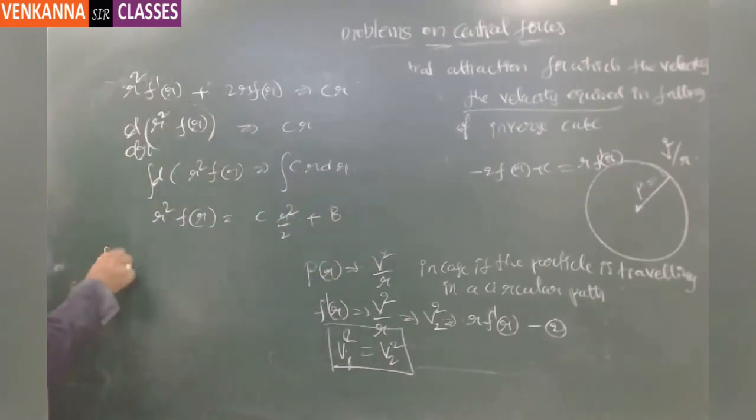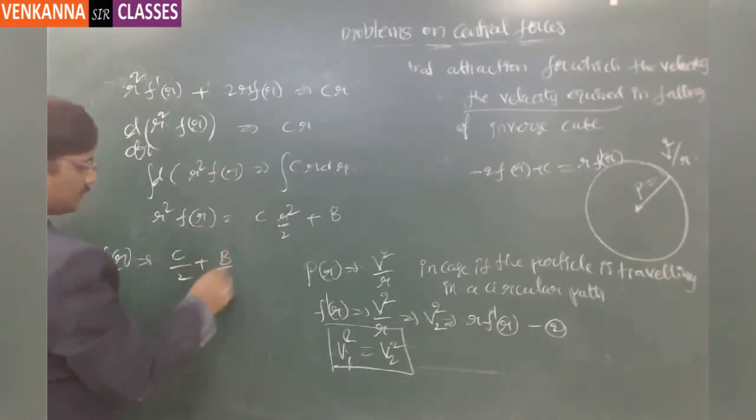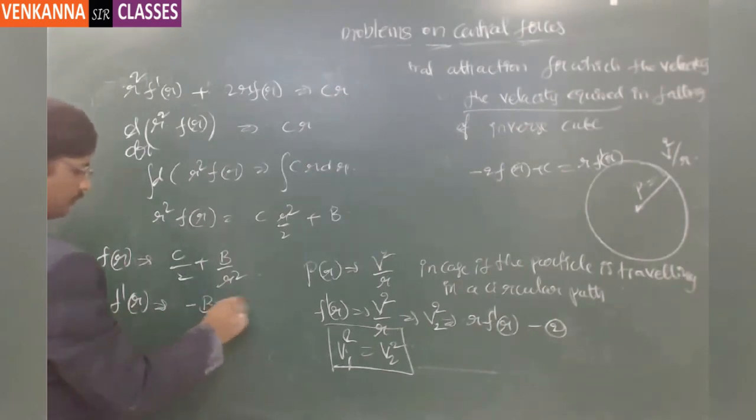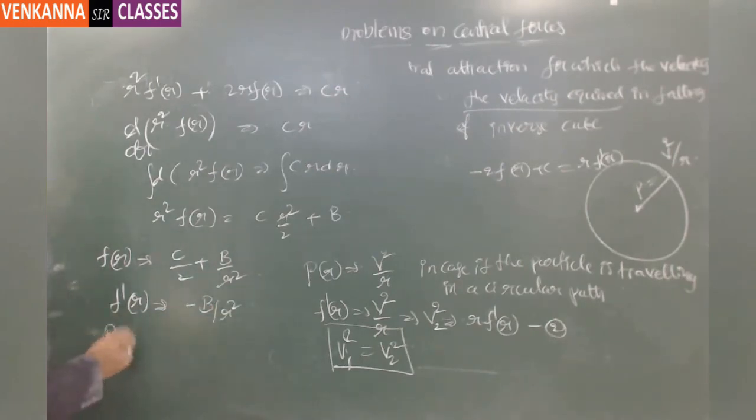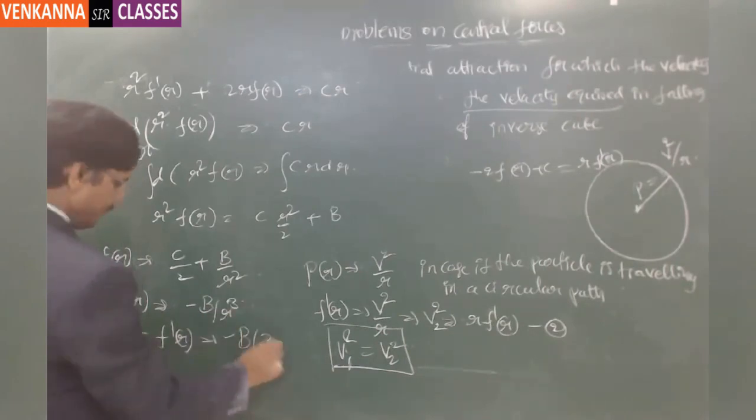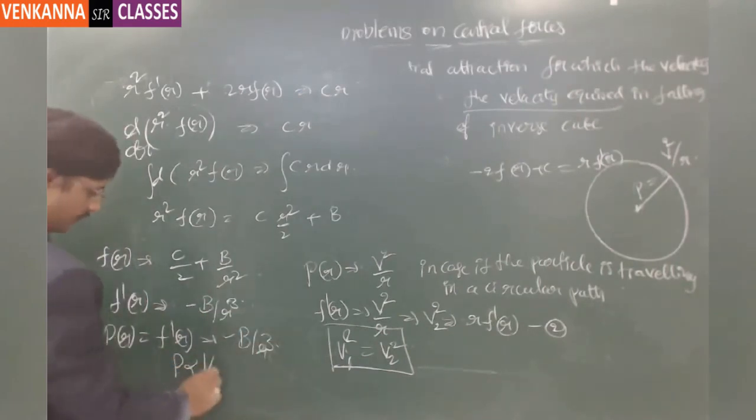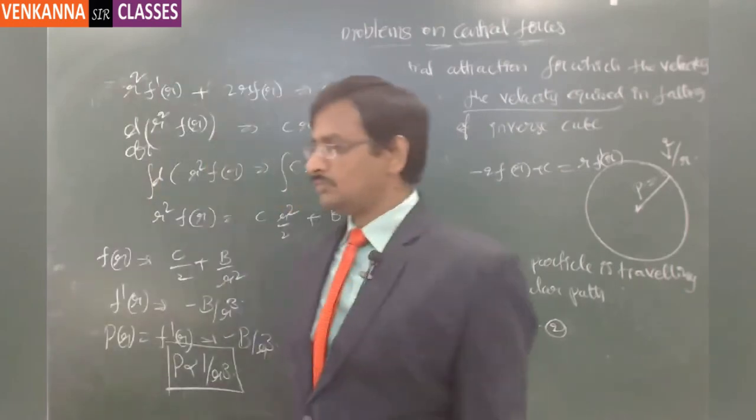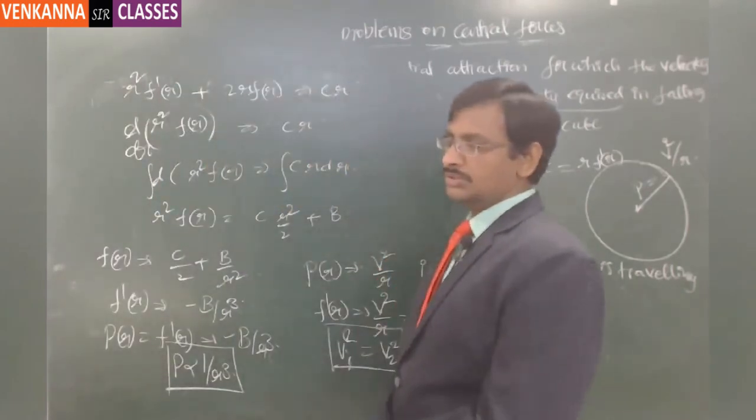So f of r is equal to c by 2 plus b by r square. Now if you take the derivative, f dash of r is equal to minus b by r cube. Initially we assumed f dash of r to be the acceleration, so the acceleration is equal to minus b by r cube. Then p is inversely proportional to r cube. So this is what he asked us to prove. Got it? Understood, Vishal? Understood?